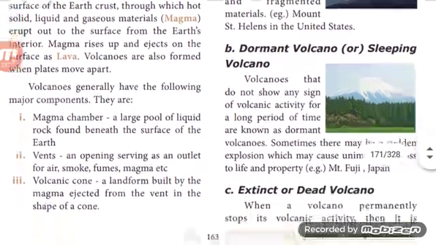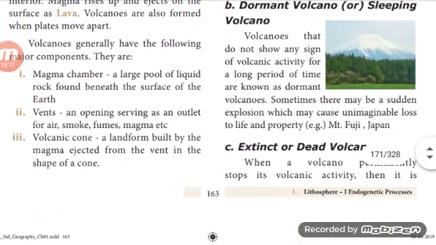Second type is dormant or sleeping volcano. When we say sleeping, it may sleep for some time, then all of a sudden it may erupt. Volcanoes that do not show any sign of volcanic activity for a long time may suddenly explode and cause huge destruction of life and property. Example, Mount Fuji in Japan.